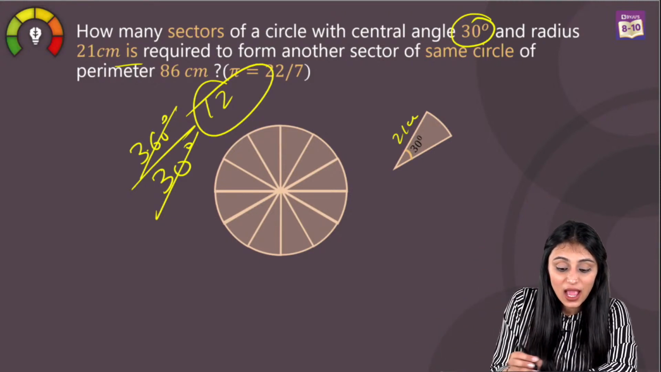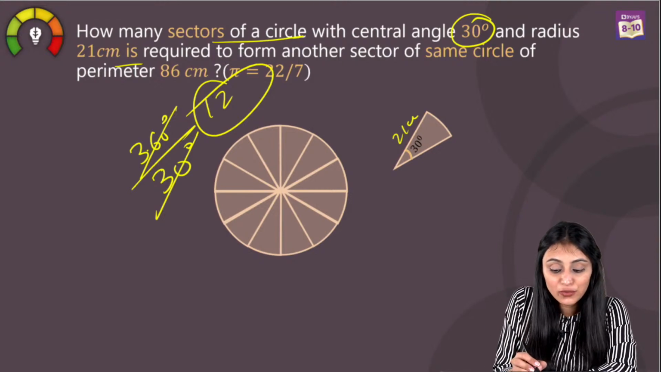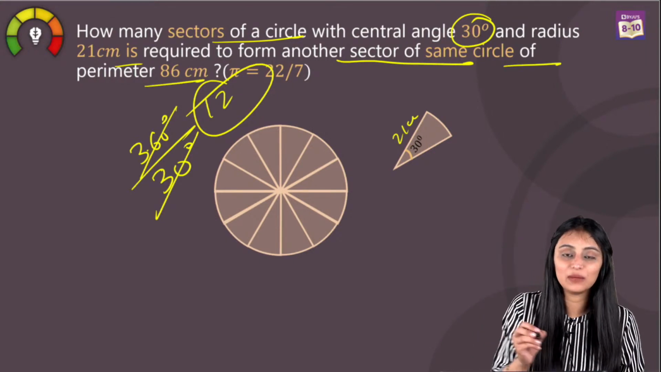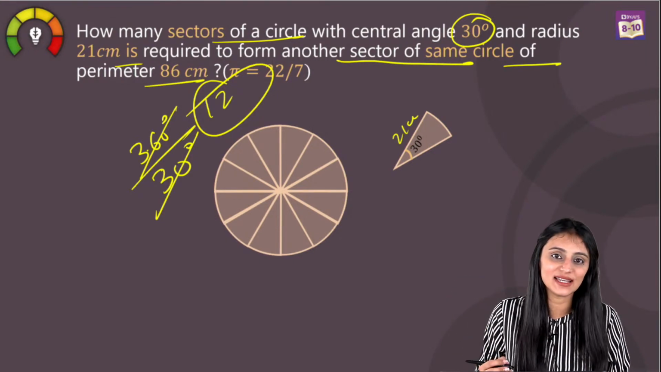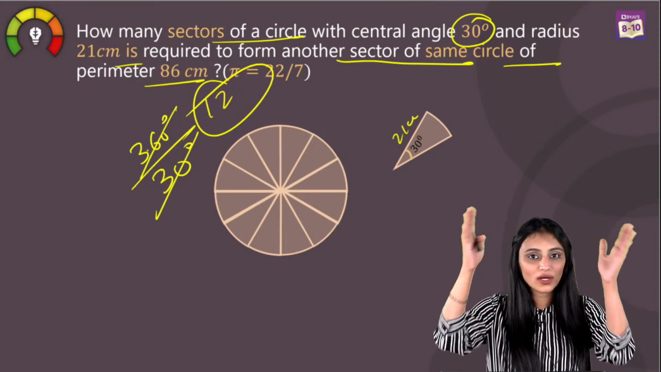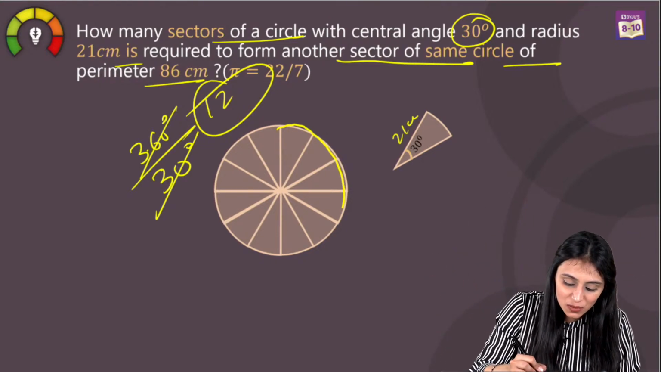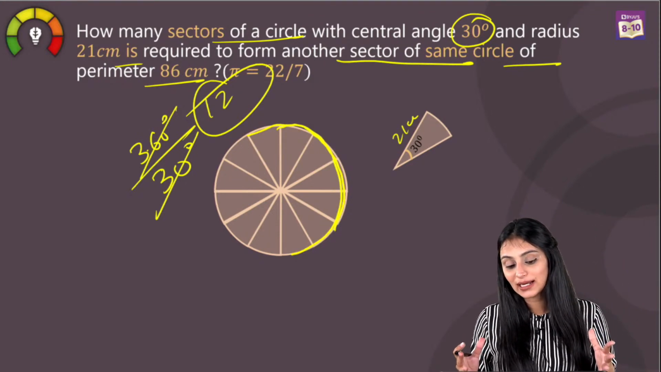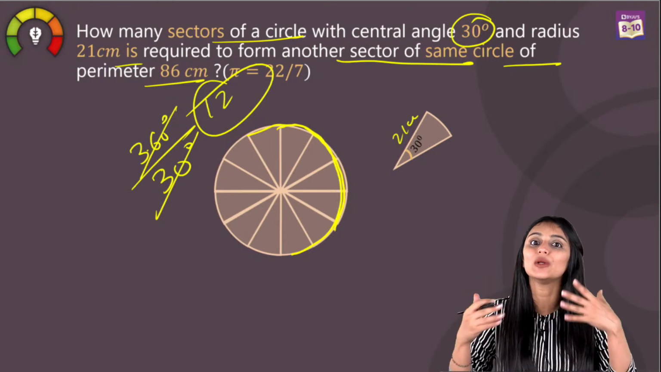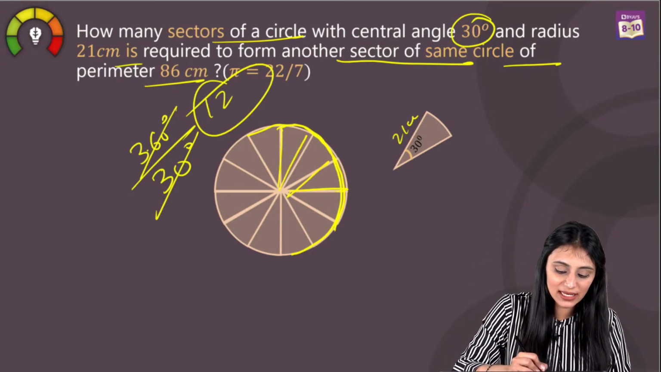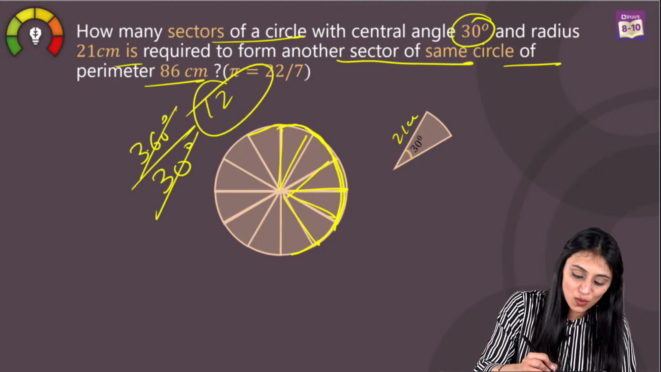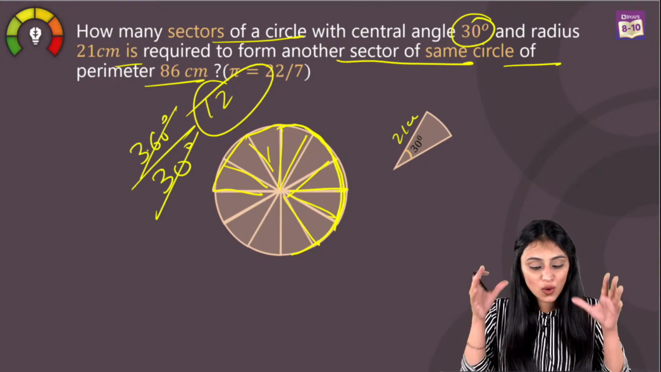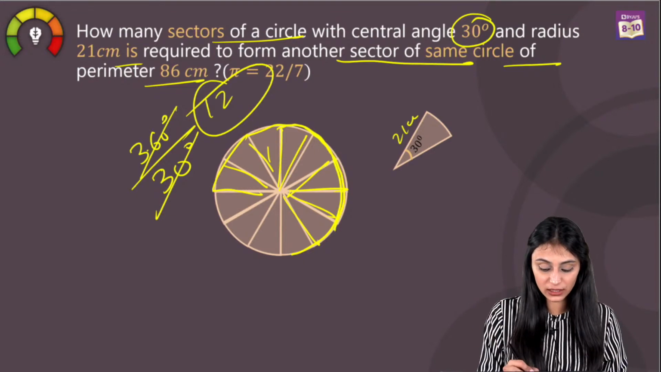The question is asking how many sectors are required to form another sector, not another circle, another sector of the same circle of perimeter 86. I don't know how much part this 86 centimeters will cover, since it is not a complete circle. According to that, how many sectors will come in it? If it is this much part, this many sectors come, and if it is more than that, this many sectors come. So I have to find the number of sectors depending on that.